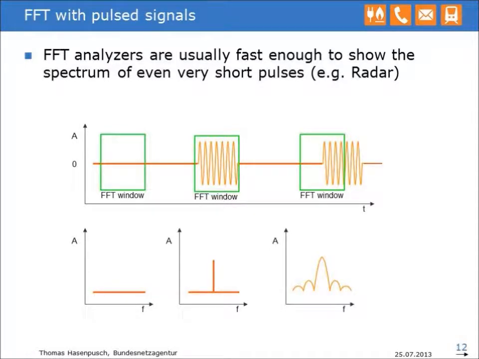If we do the acquiring exactly during the pulse, we may see an unmodulated carrier. Only if we do the acquisition and capture the transition between on and off, then we see the typical pulse spectrum of the signal. So it depends where we place our FFT window, our acquisition window, and it depends on the time that we acquire what spectrum we see.